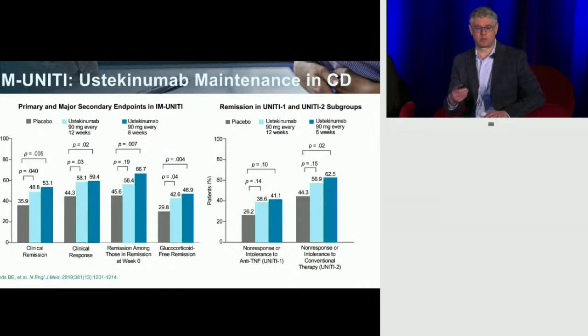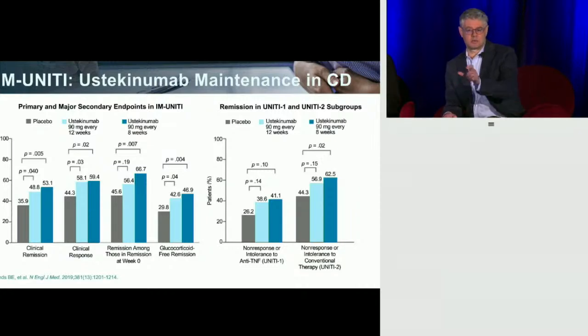So this is data from the ustekinumab program, looking at differences across two different doses of maintenance ustekinumab, showing that patients do have robust clinical response with various definitions used on the left side of the screen for outcomes at 1 year. And then on the right side of the screen, showing you that there still are differences in ustekinumab outcomes with respect to patients who were previously exposed to anti-TNF therapy.